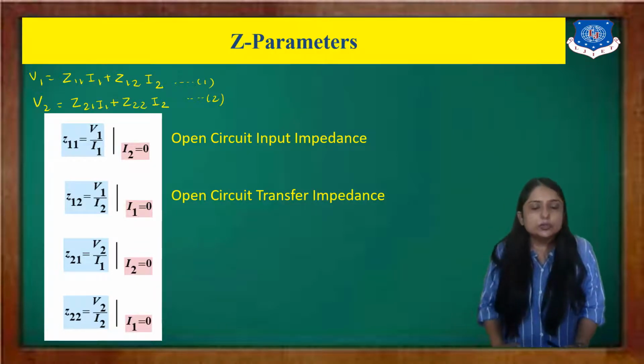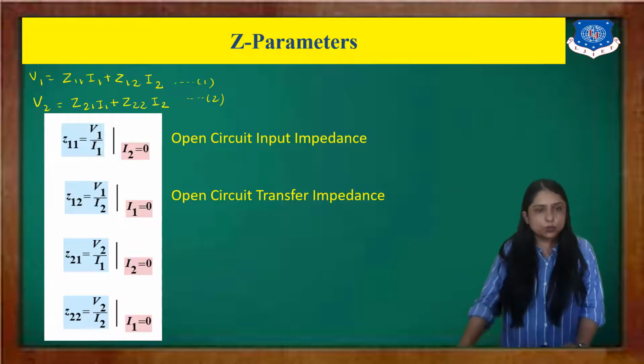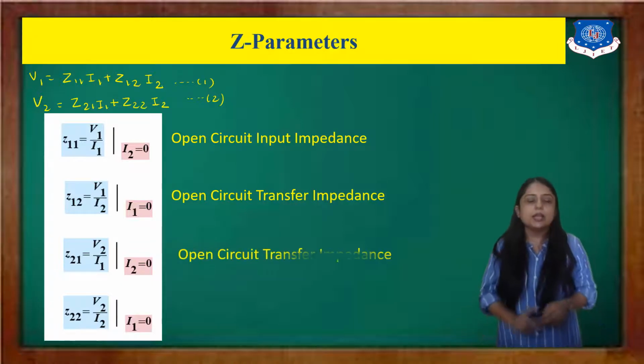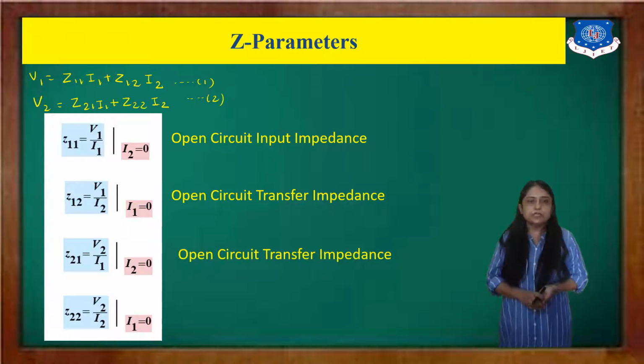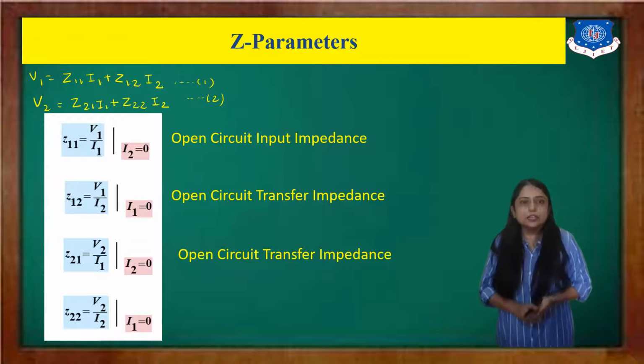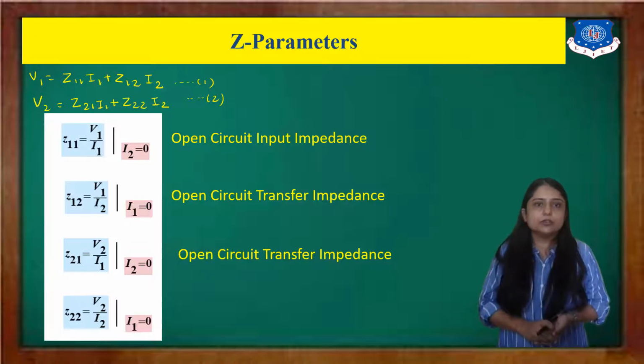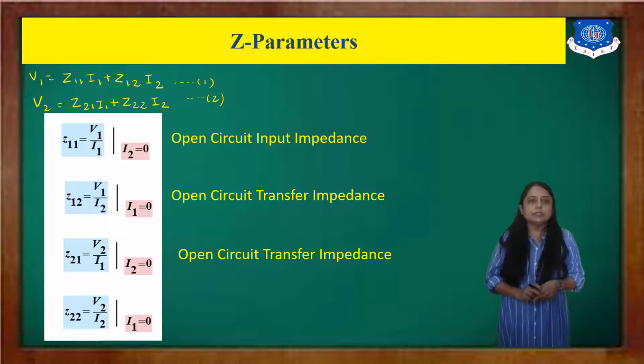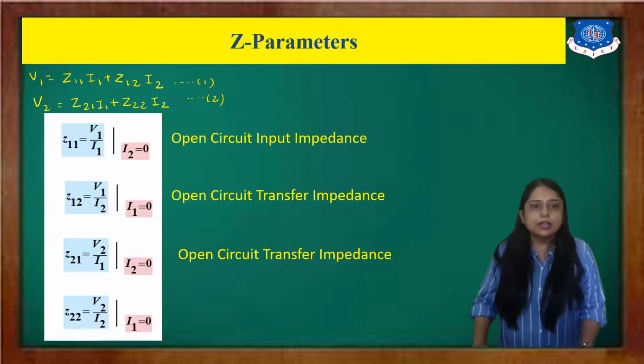Again, see I2 is 0, that's why this is known as open circuit. And 2 and 1, that's why we will write it as a transfer, and V by I is the impedance. Similarly, if we put I1 equal to 0 in our equation number 2, then we will get Z22 equal to V2 divided by I2.